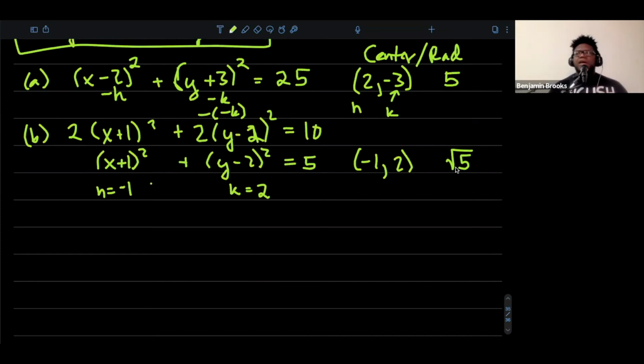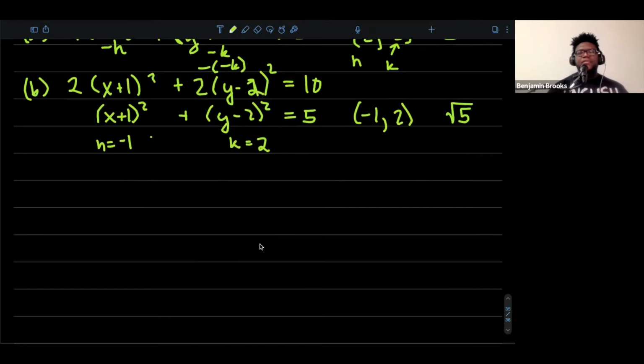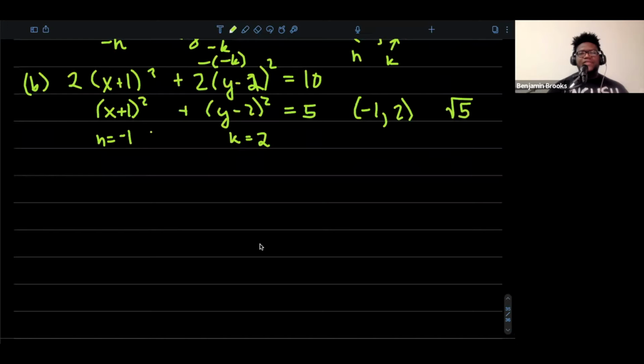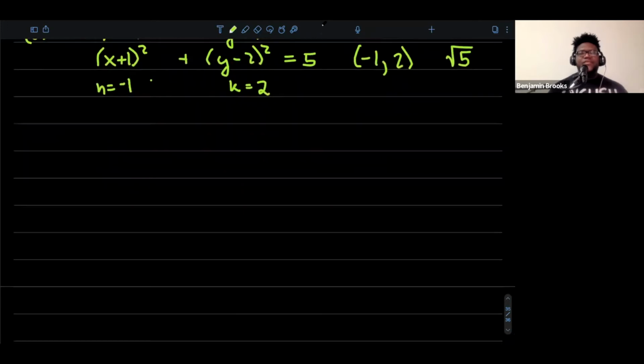All right. There's one more. There's a couple more things I want to talk about with circles, and then we will take our 5-minute break. So the radius is the square root of 5, because remember, once you get it into this format, this 5 actually represents r squared and not 5 itself.